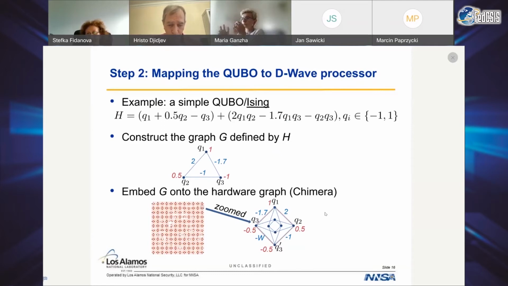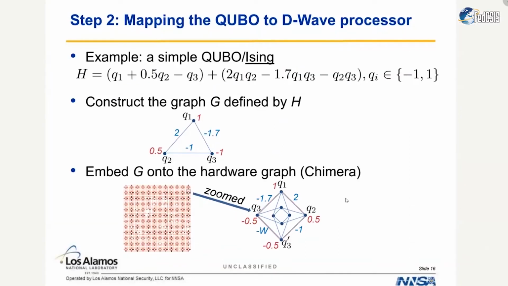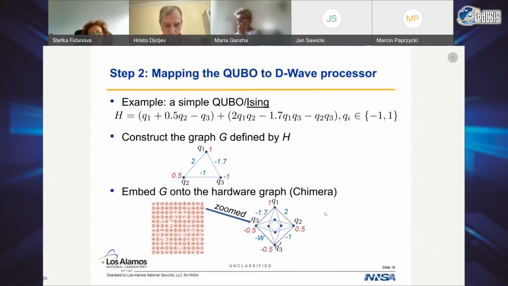Okay, so we want to map this into the D-Wave hardware, and an example of D-Wave hardware is the picture on the bottom left. So this is the connection structure. This is the version of 1000 qubits. And because the problem is so small, we don't need the entire structure. We just need one cell, which is given in a zoomed form to the right.